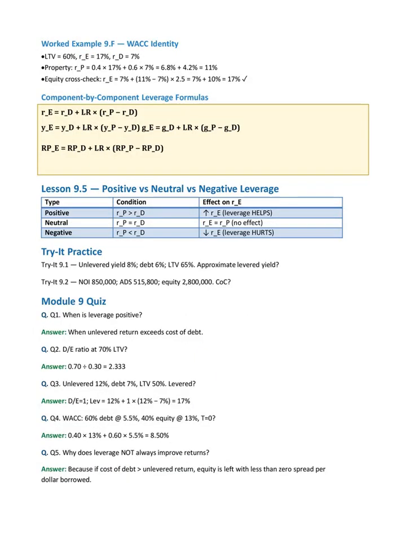This page is worked example 9.F, the WACC identity check at 60% loan-to-value. Equity returns equal weighted average return crossed against cost of debt. Component-by-component leverage formulas show how each piece flows through. Lesson 9.5 distinguishes positive, neutral, and negative leverage. Try it practice tests the formulas. Module 9 quiz with multiple short questions on cost of debt, equity multiple, and leverage outcome.